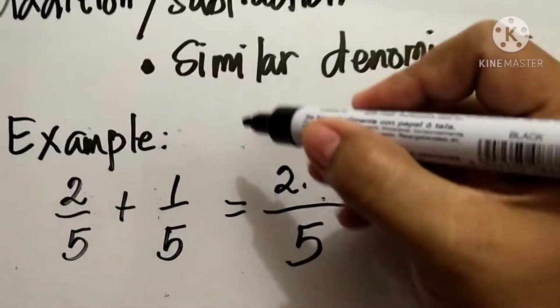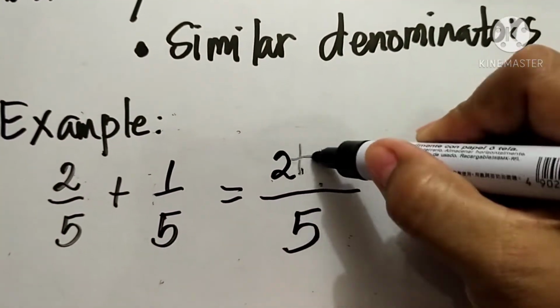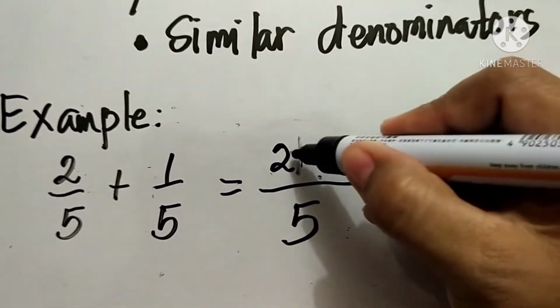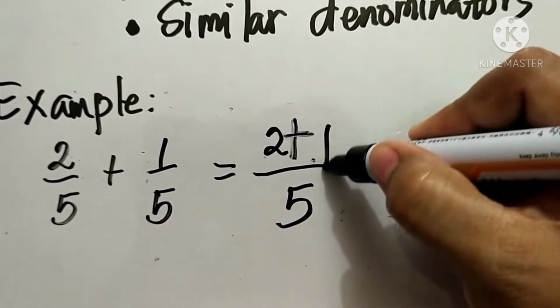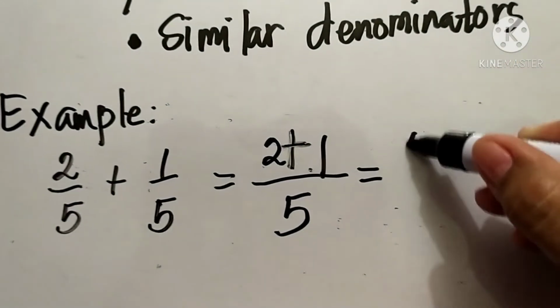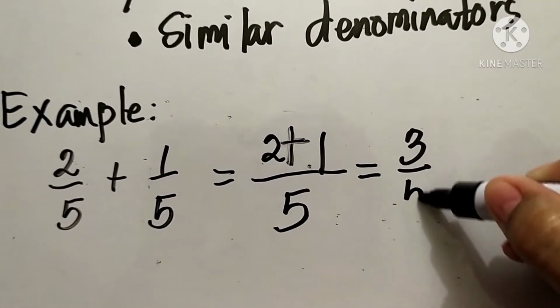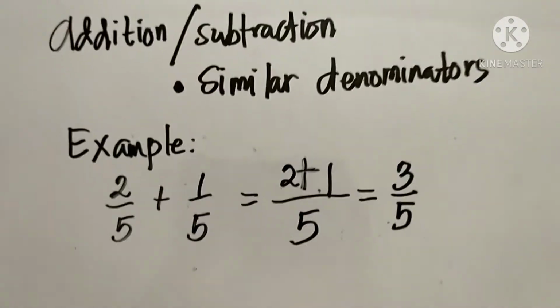Okay, so we will add the numerator. So we have 2 plus 1. And that is 3/5.